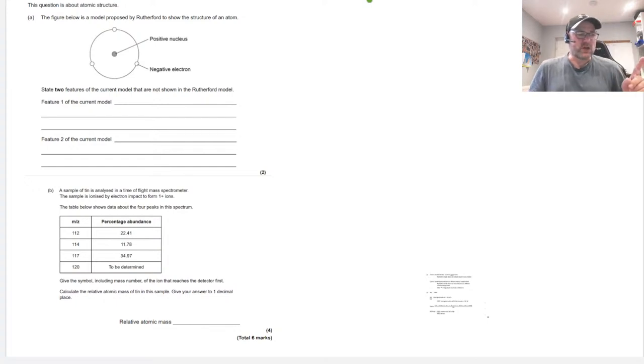Yeah, he's not showing the neutrons. What mistakes did he make with the electrons as well? Yeah, the shells. He hasn't shown electrons in different shells. Totally. Right.